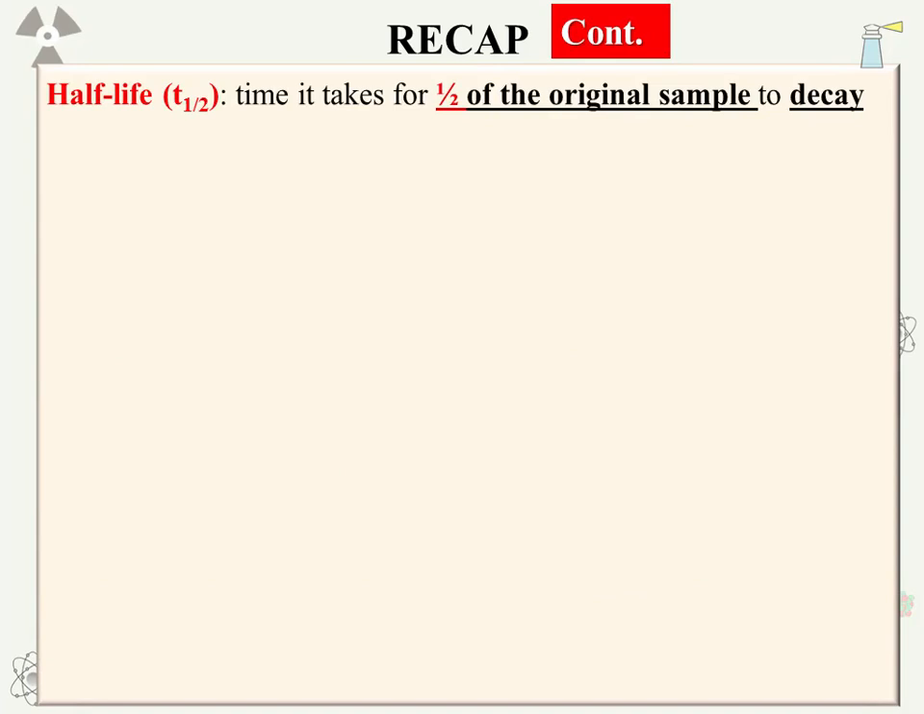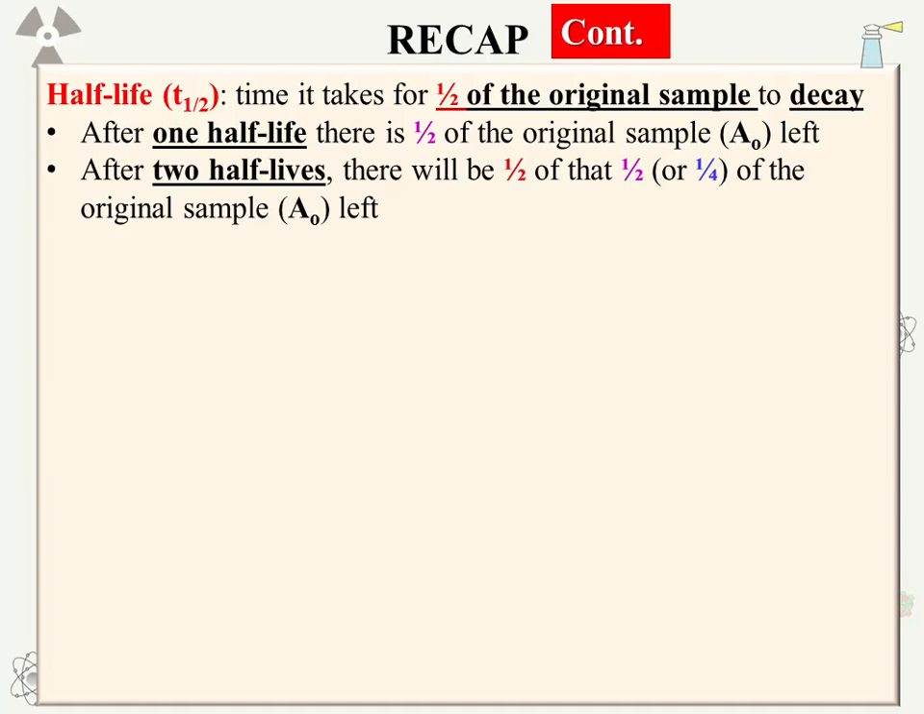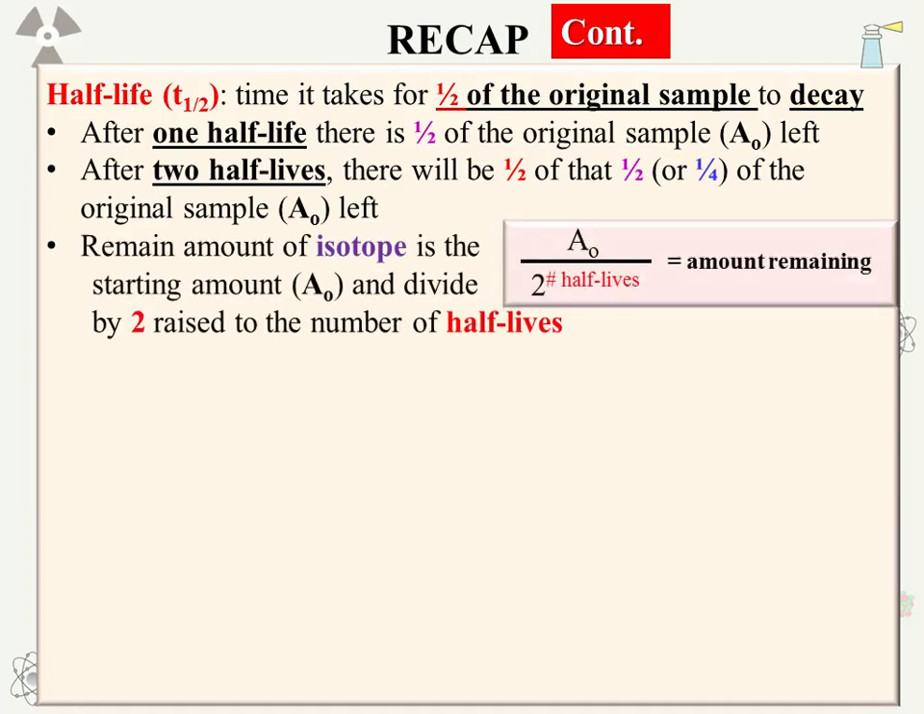The other major topic of the lecture was half-life, or T1/2. It is the time it takes for 1/2 of the original sample to decay. That is, after one half-life, there is 1/2 of the original sample, A sub 0, left. And after 2 half-lives, there will be 1/2 of that 1/2, or 1/4 of the original sample left. To find the remaining amount of isotope, take the starting amount and divide by 2 raised to the number of half-lives. The 2 raised to a power can be solved as an exponential, or the number of 2's can be multiplied together in the denominator.